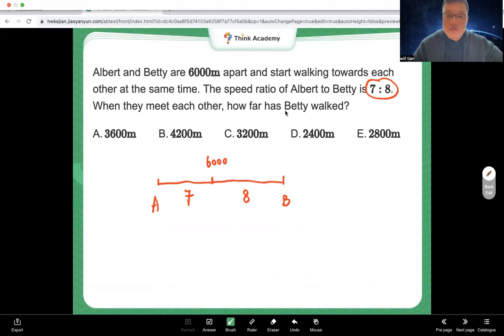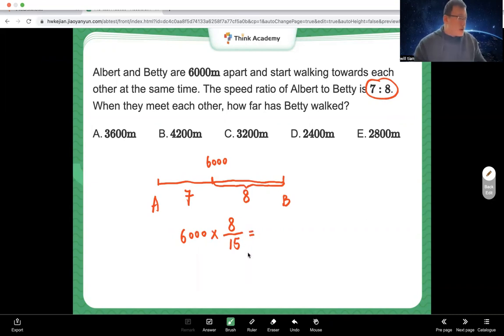And the question asks you how far has Betty walked? So it's pretty easy. Just use 6,000 divided by how many parts that you have in total, which is going to be 15, right? And for Betty, you will cover 8 parts of that. So you're going to times by 8. So that means the fraction will be 8 over 15. But actually, I should do times, not divide. I should times this fraction over here.